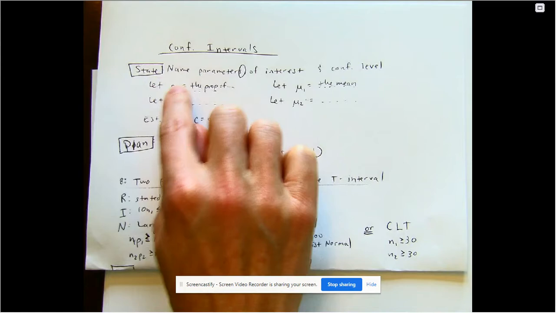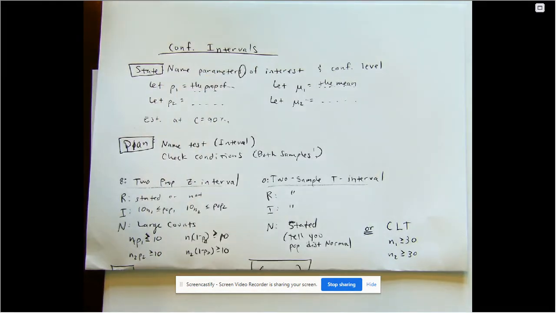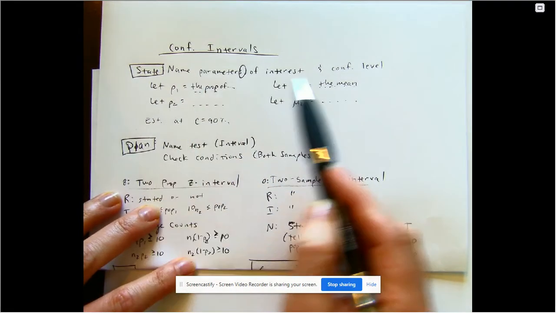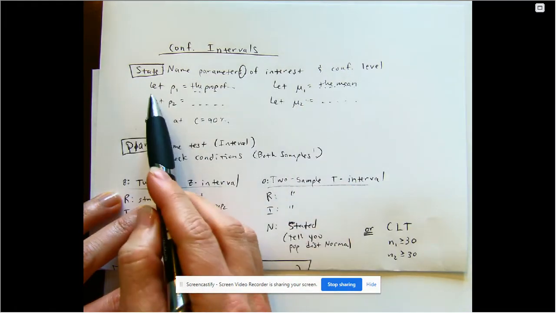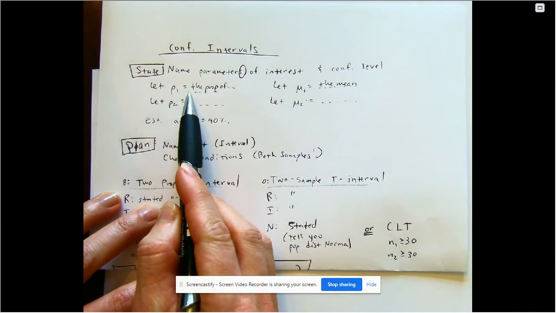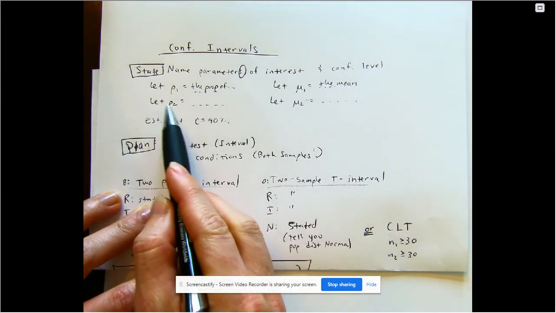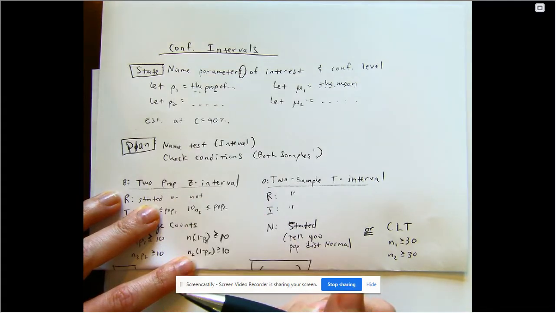And so in our state, just like we did for significance tests, we're going to name our parameter of interest. This time, I do want you to note, though, we're going to have 2 proportions, or we're going to have 2 means, one from each population. For example, it might be like, let P1 equal the proportion of females who play sports. Let P2 equal the proportion of males that play sports.